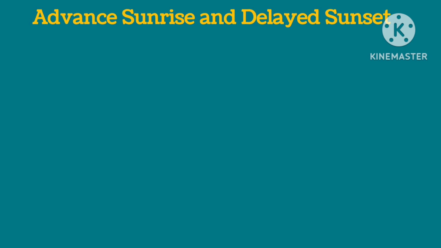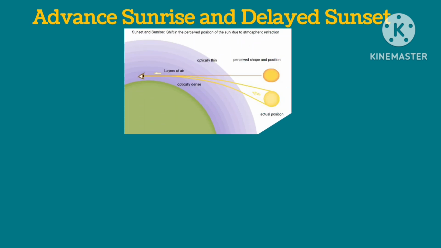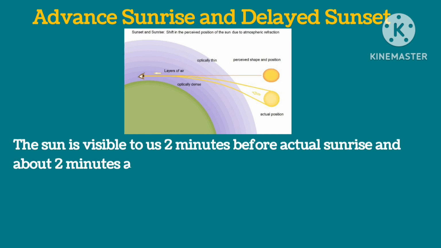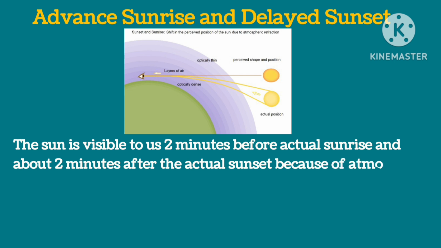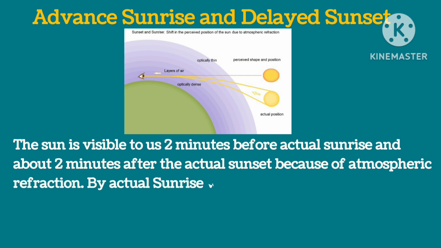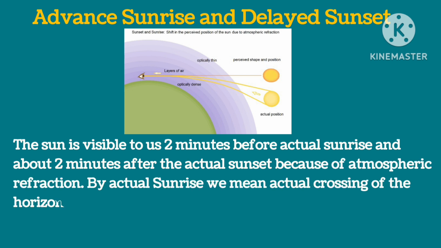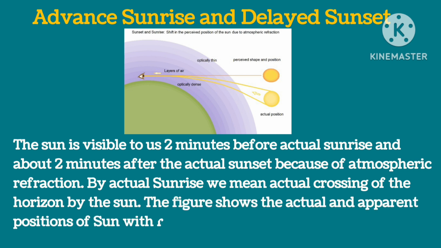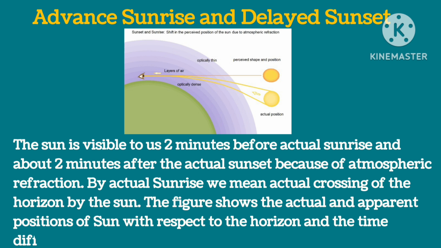Advanced sunrise and delayed sunset. The sun is visible to us 2 minutes before actual sunrise and 2 minutes after the actual sunset because of atmospheric refraction. By actual sunrise, we mean actual crossing of the horizon by the sun. The figure shows the actual and apparent position of the sun with respect to the horizon, and the time difference between them is 2 minutes.